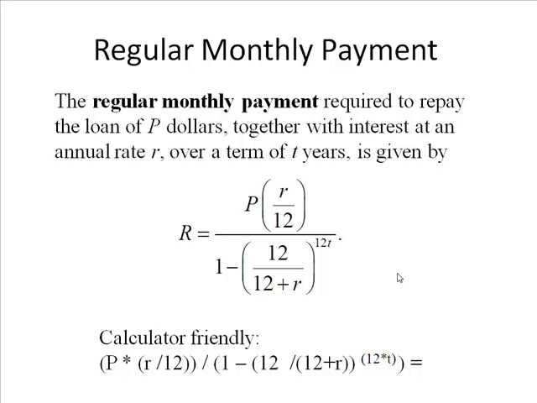In a fixed rate mortgage, we can calculate the regular monthly payment with this formula. Let's look at some of the variables. R represents the regular monthly payment. P represents the amount that you're financing, or the principal of the mortgage. r is our usual annual rate. T, once again, is the term, which is in years. If you look at the bottom of the page here, you will see a calculator-friendly form for this formula.